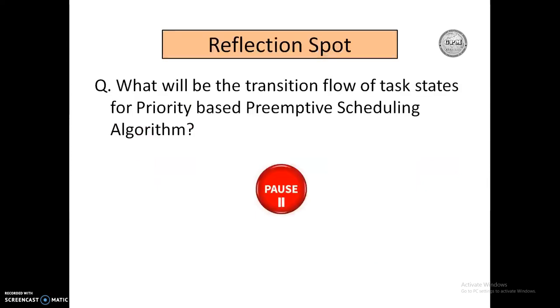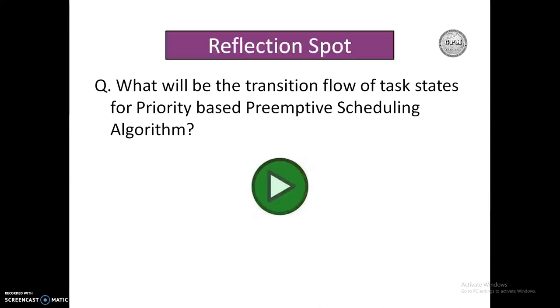Now, let us reflect and think on this question. What will be the transition flow of task states for a priority-based preemptive scheduling algorithm? Take a pause, think, and sketch a flow to show transition from one state to another. When you are finished writing your answer, then you can play the video.